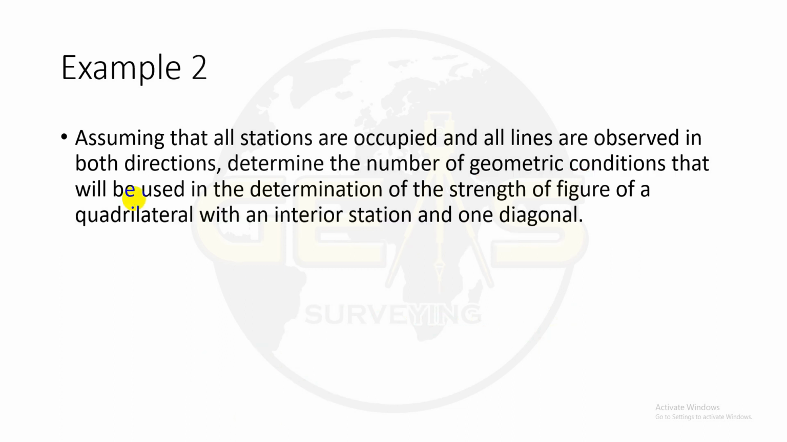We have example number 2. Assuming that all stations are occupied and all lines are observed in both directions, determine the number of geometric conditions that will be used in the determination of the strength of figure of a quadrilateral with an interior station and 1 diagonal. Okay? For this, let's draw a quadrilateral.